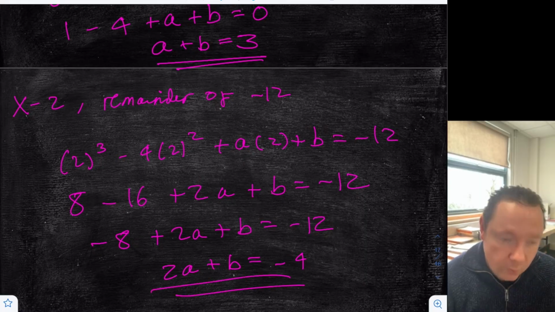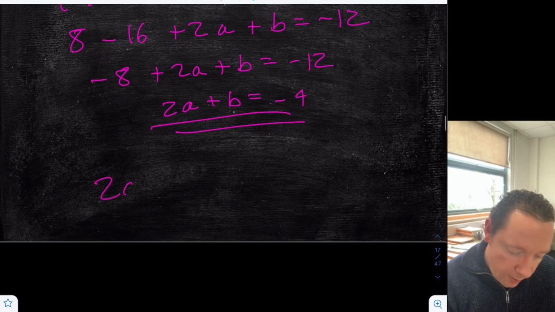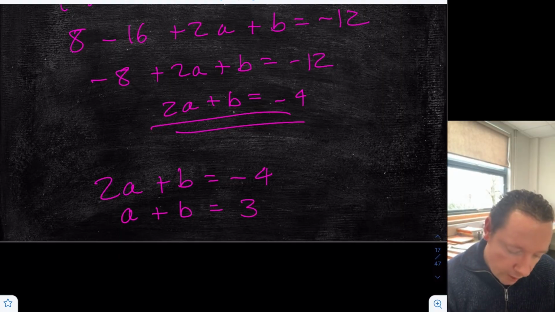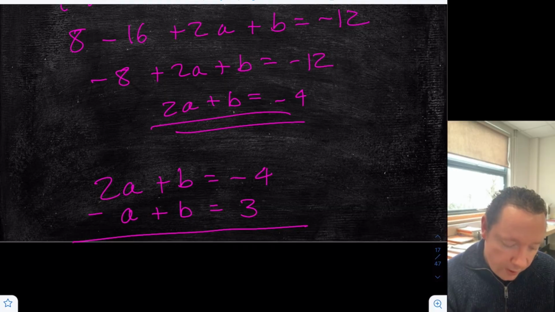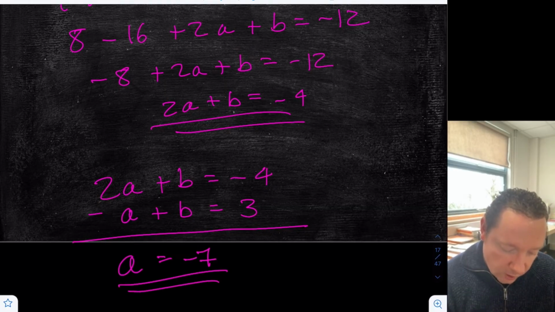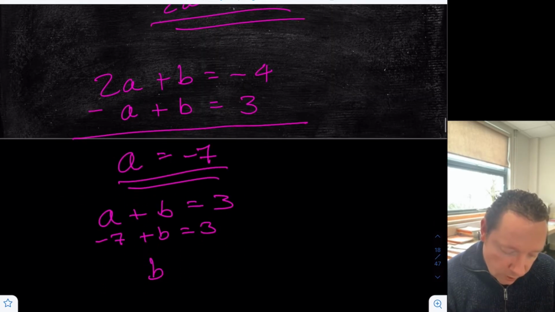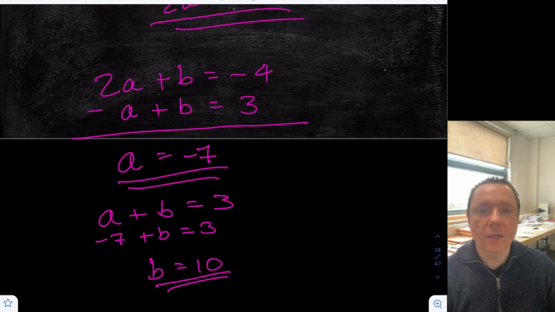And we've now got two equations that we can solve. We've got 2a plus b equals minus 4, and the other equation we just worked out was a plus b equals 3. So we can immediately take them away from each other because the b's are the same sign. 2a minus a is a. Minus 4 minus 3 is minus 7. So we've got an answer of a is minus 7. So that means that a plus b equaling 3 becomes minus 7 plus b equals 3. So b must equal 10.